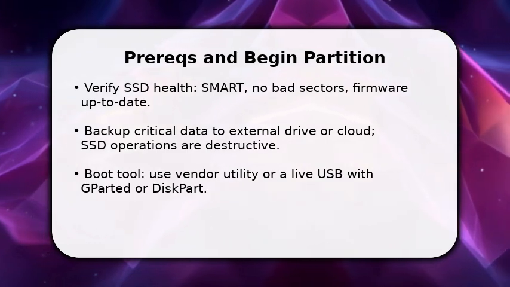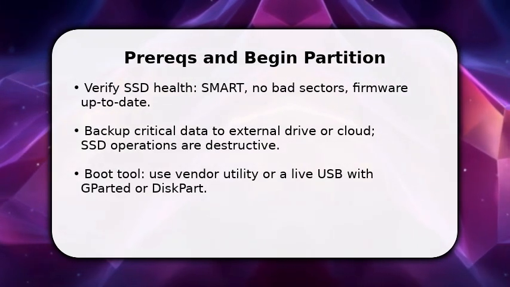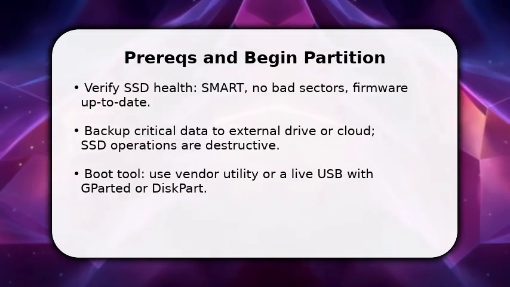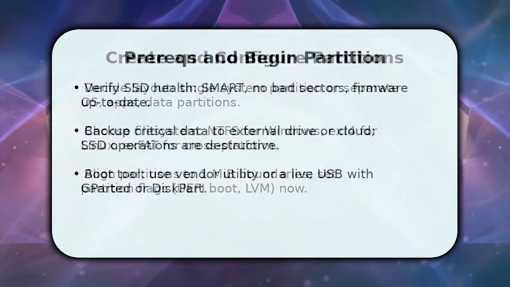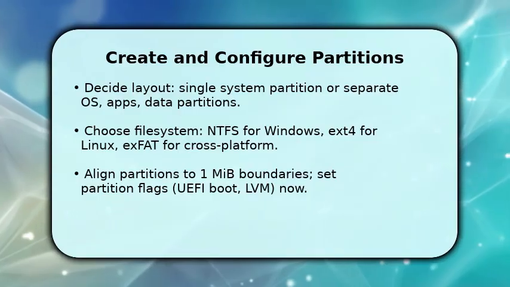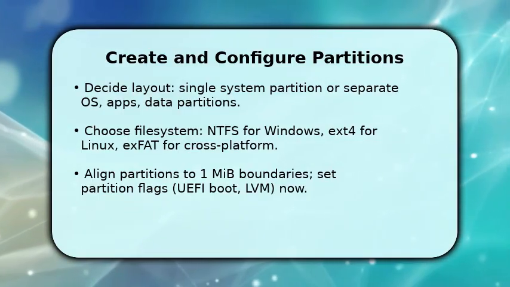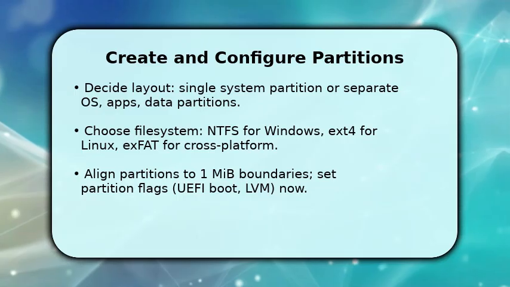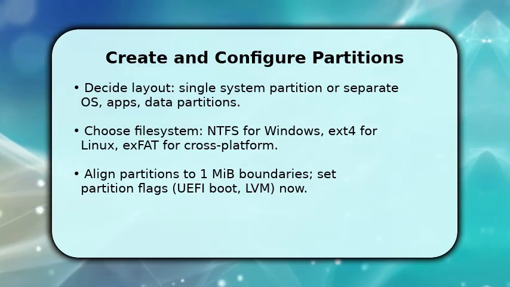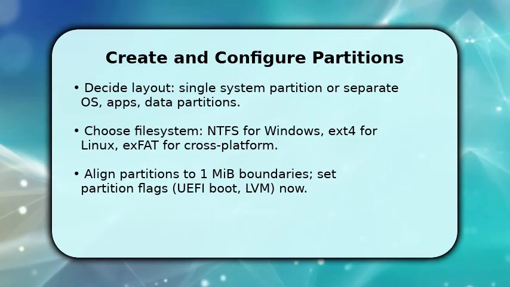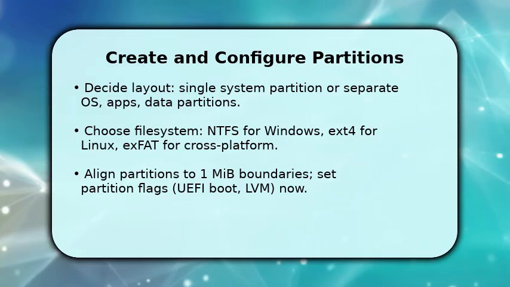You now create the partitions and configure file systems. First, decide your layout: one large system partition or separate OS, apps, and data partitions, which affects performance and backup strategy. Then format each partition with the appropriate file system. Choose NTFS for Windows, ext4 for Linux, or exFAT for mixed use.